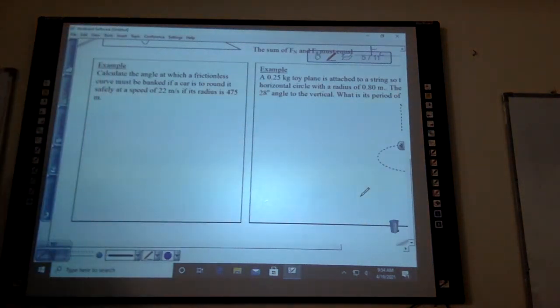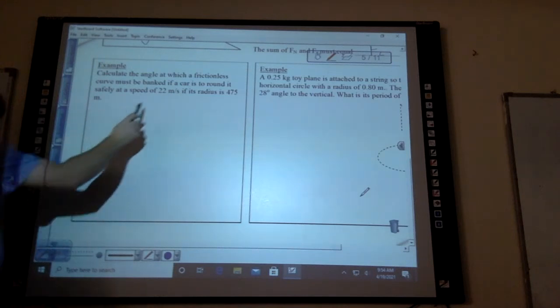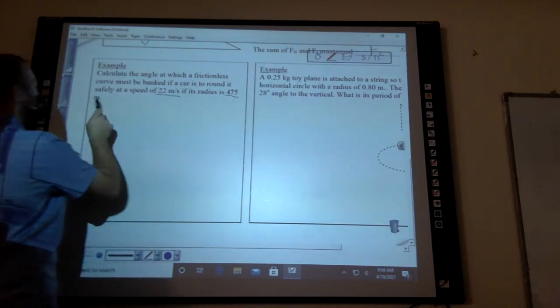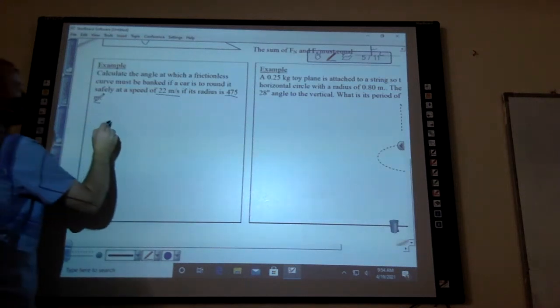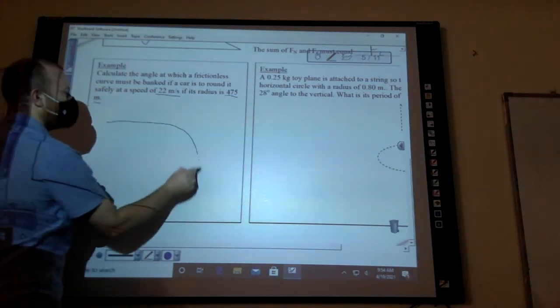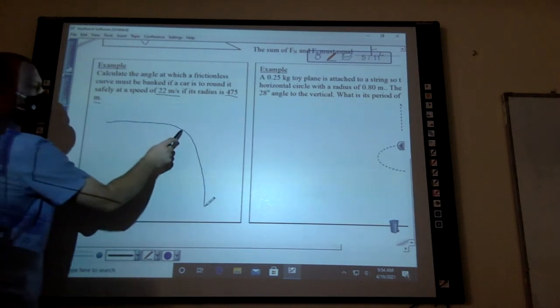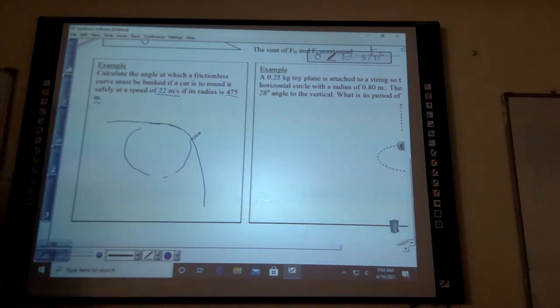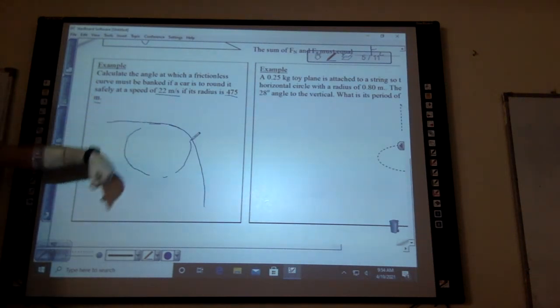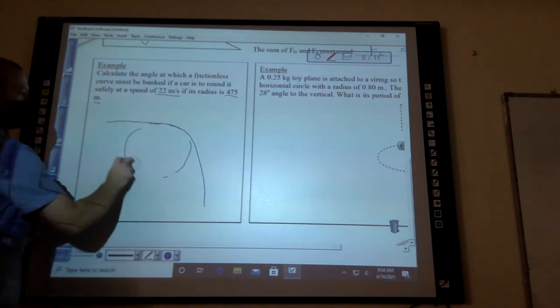So let's try this question. We want to know what angle our curve needs to be so that a car can go around it safely at 22 meters per second, if this is the radius of the circle. If you imagine a car is traveling like this and then it curves like this, and I give an extension of this curve to make a circle, that's what it means by a radius of a curve. If this curve were to go all the way in a circle, what would it look like?